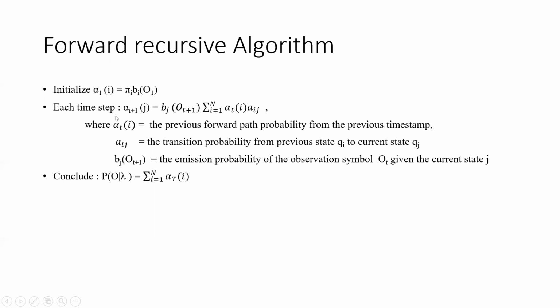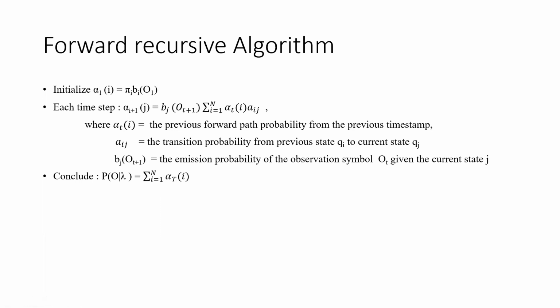At each time step, alpha t plus 1 of j is equal to Bj of OT plus 1, summation over i equal to 1 to N, alpha t of i Aij, where alpha t of i is the previous forward path probability from the previous timestamp, and Aij is the transition probability from previous state Qi to the current state Qj. Bj of OT plus 1 is the emission probability of the observation symbol OT plus 1 given the current state j. And the final step is probability of O given lambda is a summation over i equal to 1 to N of alpha T of i.